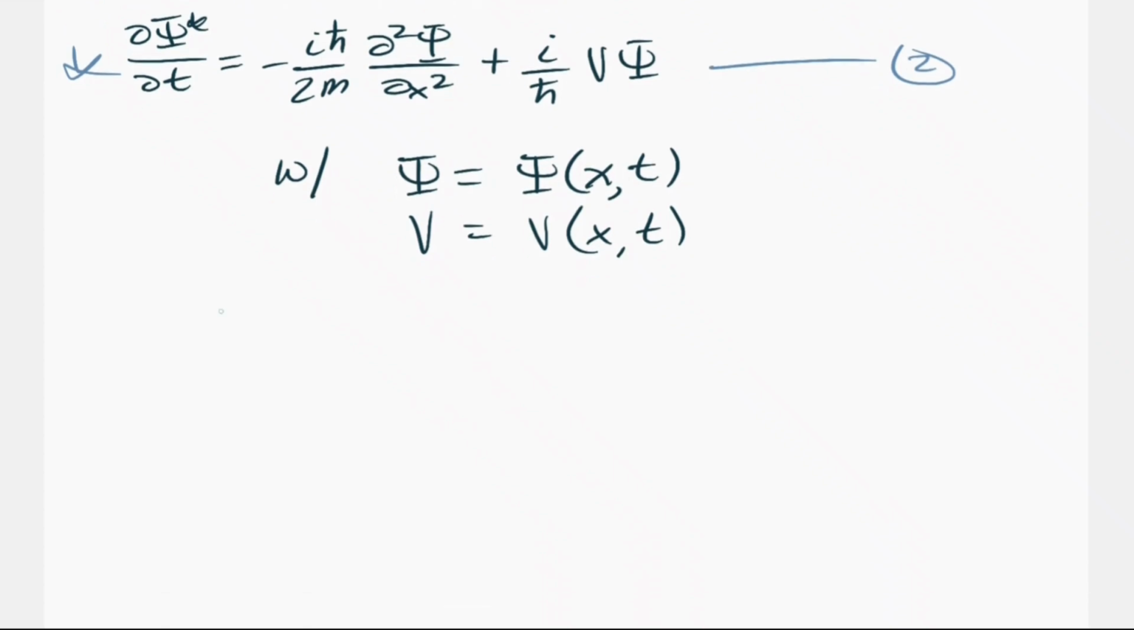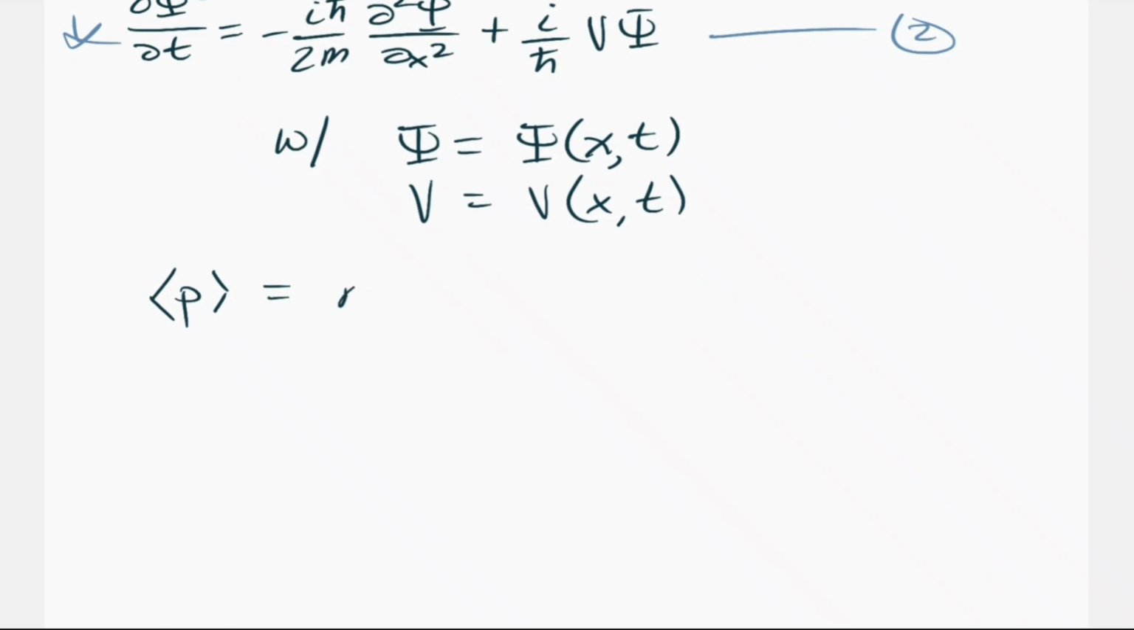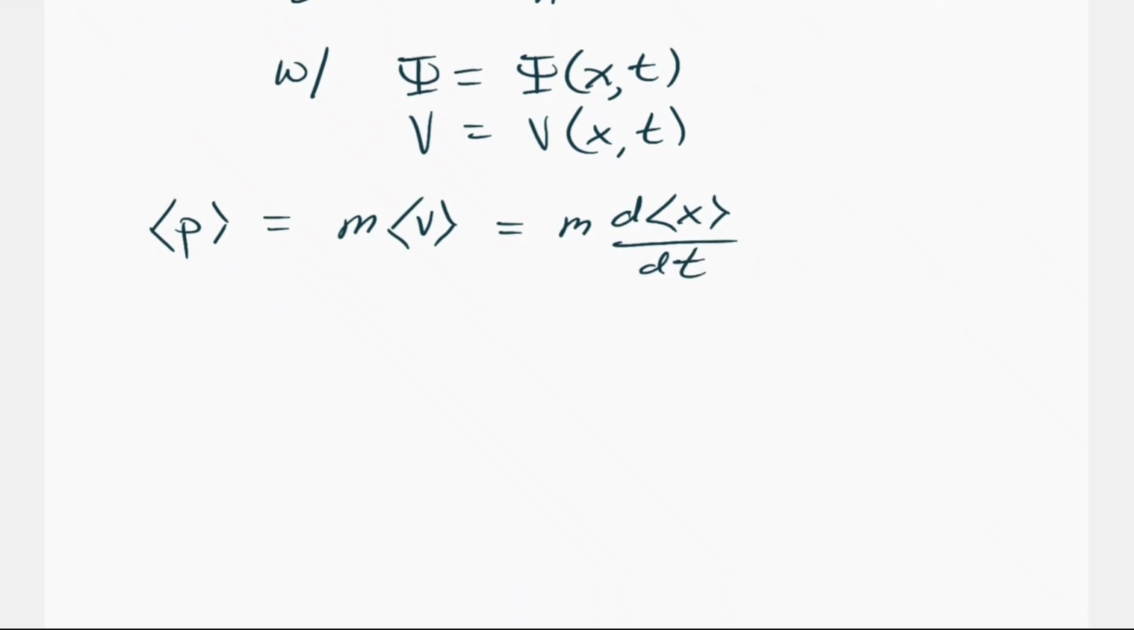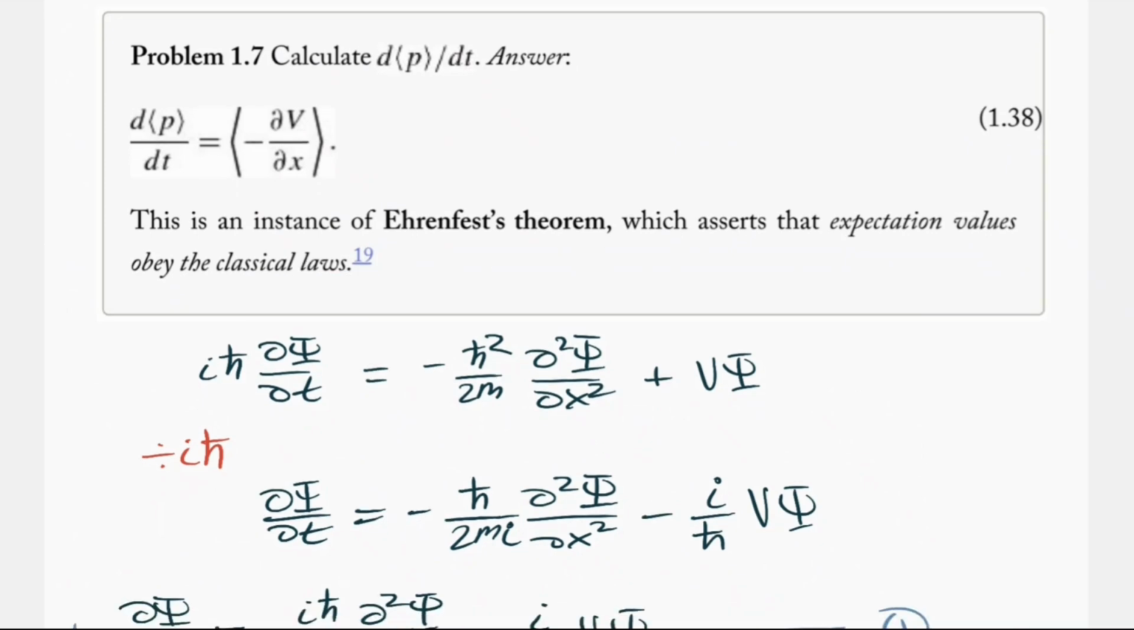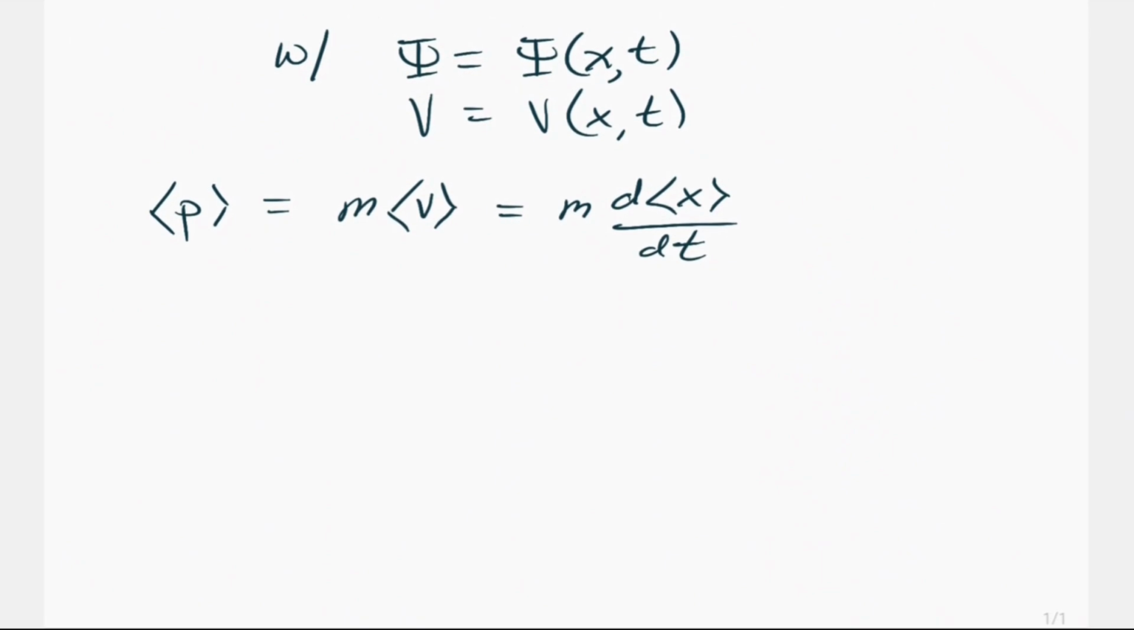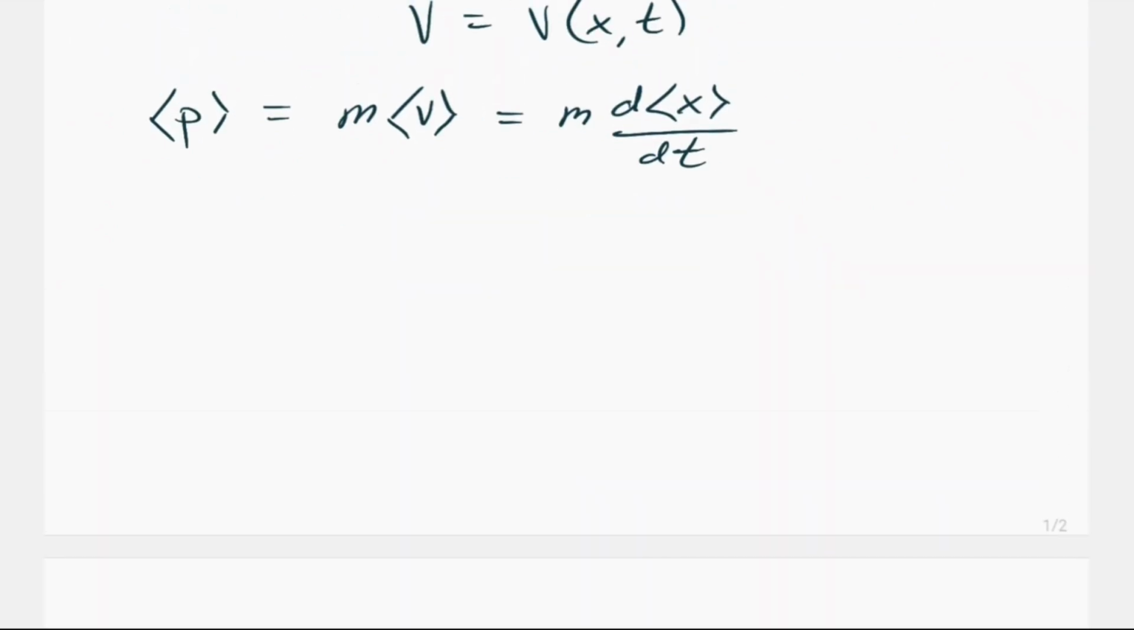Now by Ehrenfest's theorem, we can write the assumption upon which this whole problem is based, and that's that the expectation value of momentum is going to equal m times the expectation velocity, because of course p equals mv, momentum equals mass times velocity. And that equals m times d⟨x⟩/dt, ⟨x⟩ being the expectation value of x. So we're just plugging in our classical laws, as it says in the problem. The expectation values are going to obey the classical laws. That's all the problem says.